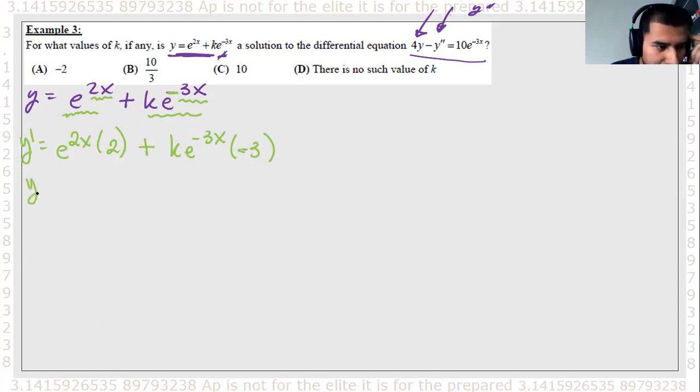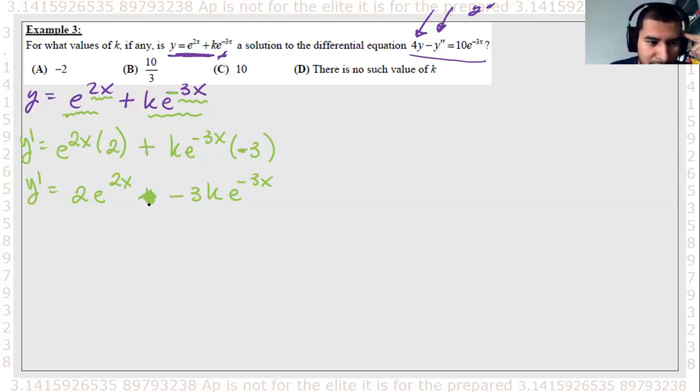Let me make this a little bit prettier. y prime equals 2e to the 2x minus 3k e to the negative 3x. It is a negative because the negative 3 made that positive into a negative.